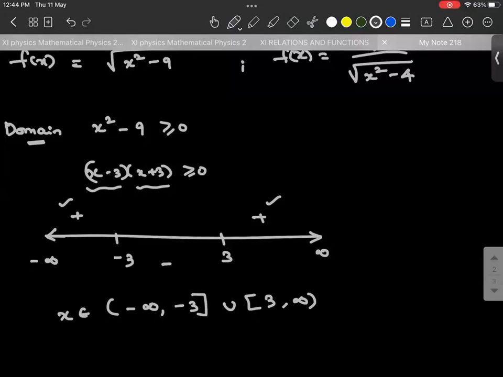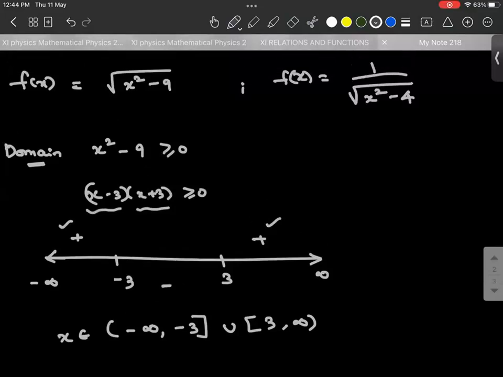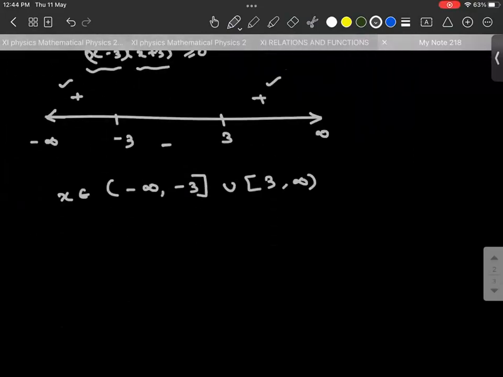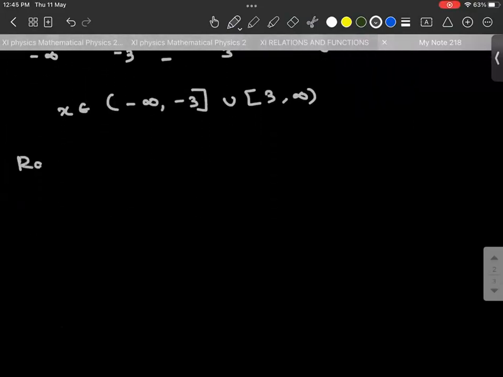Sir, is the range between 3 and minus 3? Range? For range, you use the same logic. Y is equal to root of x square minus 9. But one thing you need to remember: y is greater than or equal to 0. Did you write this? Why did I write y is greater than or equal to 0? Because here there is only the numerator, that is why equal to.